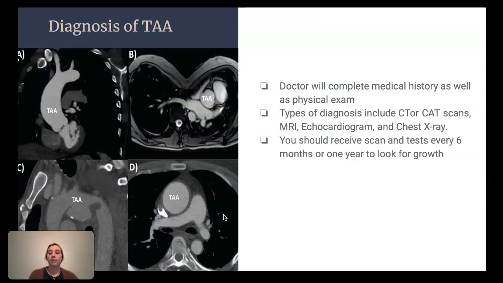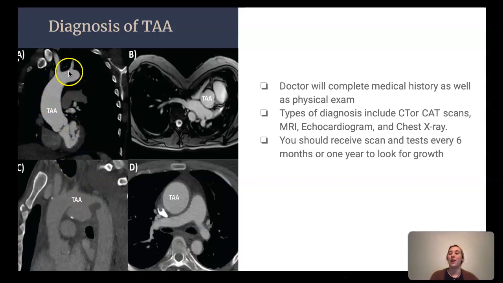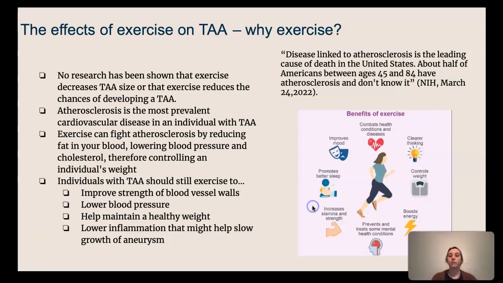Diagnosis of TAA. So on the left shows 4 different scans of TAA that show that the aortic walls are enlarged. So doctors will complete a full medical history as well as physical exam. Types of diagnosis include CT or CAT scans, MRIs, echocardiogram, and chest x-ray. You should receive scans and tests every 6 months or one year to look for growth.